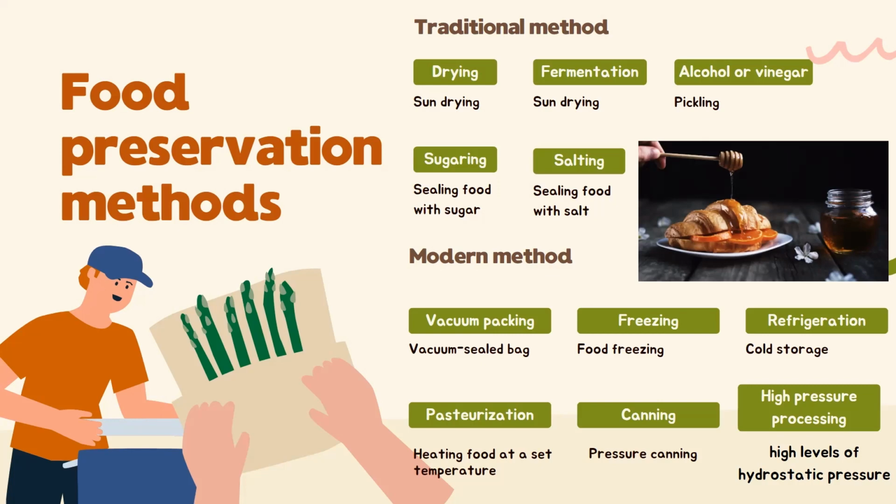Modern preservation also includes modified atmosphere packaging or MAP, food irradiation, dehydration technologies, and other methods. Modern food preservation aims to maximize food safety, nutritional quality, and convenience while minimizing the need for chemical additives. These technologies play a crucial role in meeting the demands of a globalized food supply chain and ensuring the availability of a diverse range of food year-round.